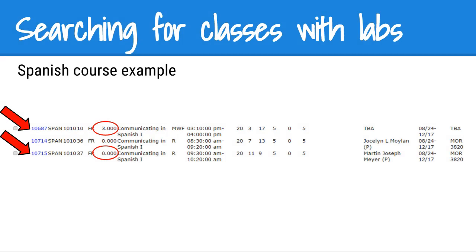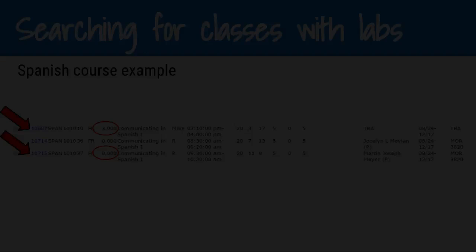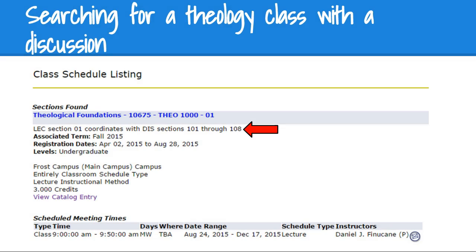We'll look at a class with a lab attached, or a language lab, in this example. We're looking at Spanish 1010 and notice that there's a lot of options. However, if we look closer, we'll be able to see that some of the courses are 3 credits and some are 0. This signals to you that the 0 credit lab must be attached to the course. We'll need to sign up for both the lecture and the lab at the same time to properly register for this course.